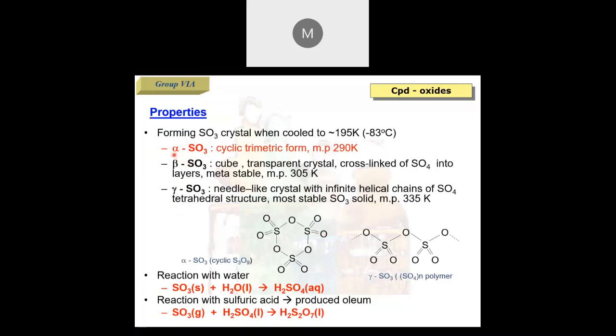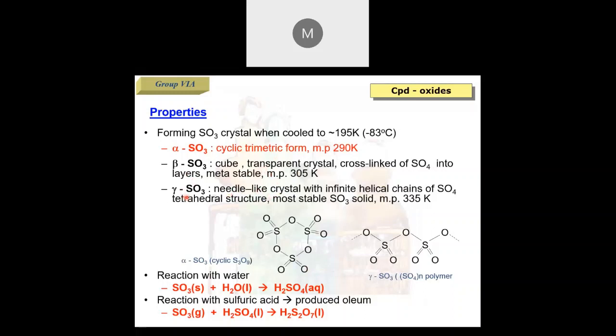You have the alpha sulfur trioxide, which is a cyclic trimeric form. This is the structure. Please know how to draw them. You also have the beta form, which is a transparent crystal with cross-linked SO4 sulfate into layers, which is metastable actually. So it will cross between these two structures.